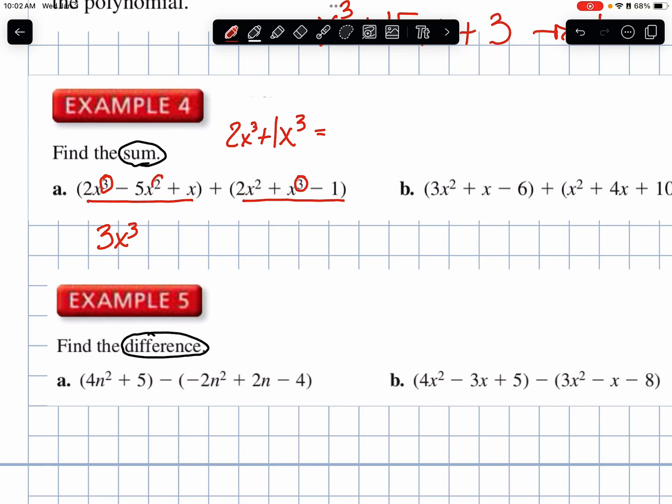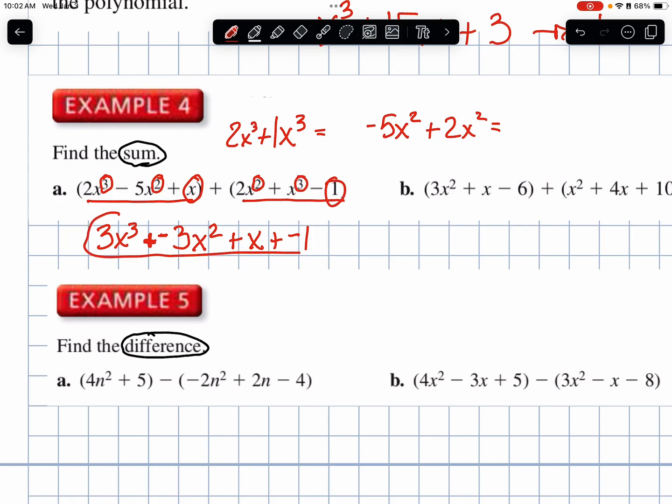All right, now I look at my powers of 2. I have 2 of them. So I have a negative 5x squared, don't forget the negative, plus a 2x squared. So that gives me a negative 3x squared. I'm always going to write plus negative 3. You could write minus 3x squared. I think it's just a little more dangerous and less clear. Now the x has nothing in common on the other polynomial, so I'm just going to say plus x. And the 1 has nothing in common, so it doesn't combine. So here is my answer, written in standard form.